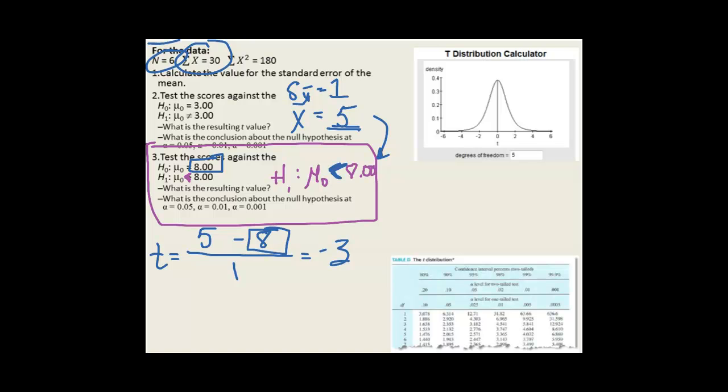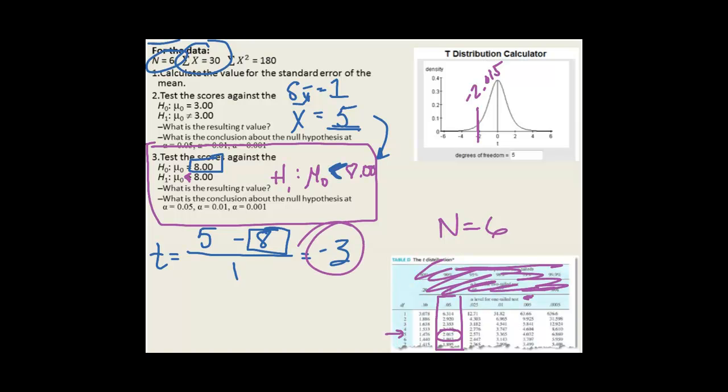Now, I need to be a little bit wary here because it is directional. I don't want to look at the alpha for a two-tailed. I want to only look at the alpha for a one-tailed. I still have 5 degrees of freedom because remember n was 6. And now here is my column for 0.05. And I see that my t-test critical value is going to be 2.015. So I'm going to go to about negative 2.015. And I'm going negative just because everything here is negative and I'm looking for less than.